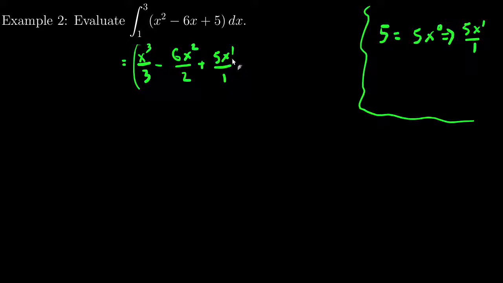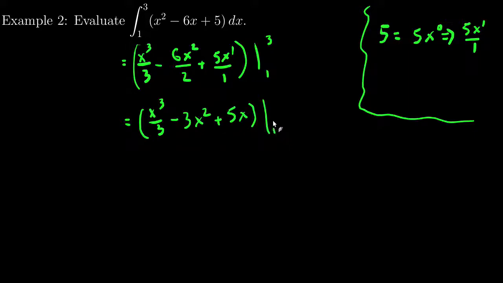And this is going to be evaluated from 1 to 3. And let me reduce what I can. So this doesn't reduce at all, unfortunately, so I have x cubed over 3. However, 6 over 2 reduces, so I get 3x squared. And dividing by 1 doesn't change anything, so that's a 5x. And now I'll put in the 3.